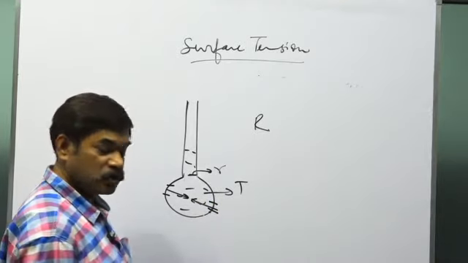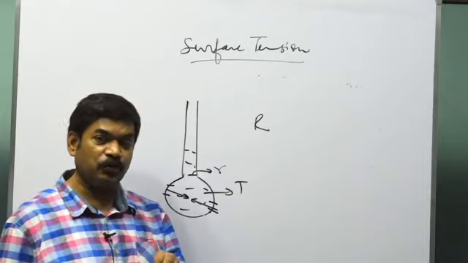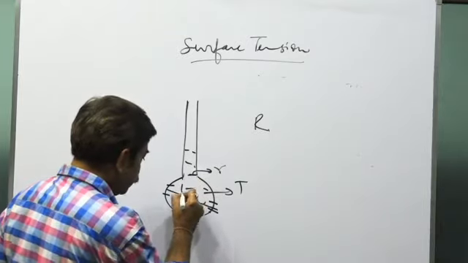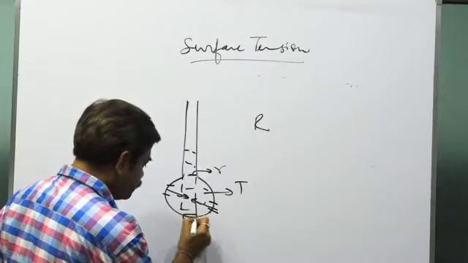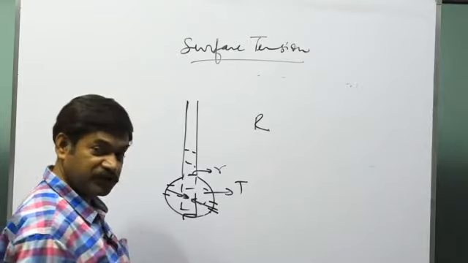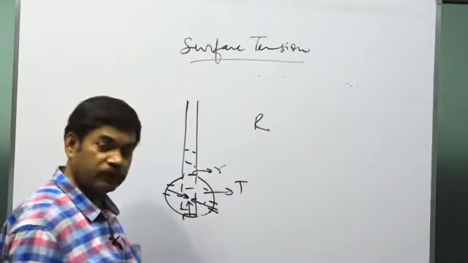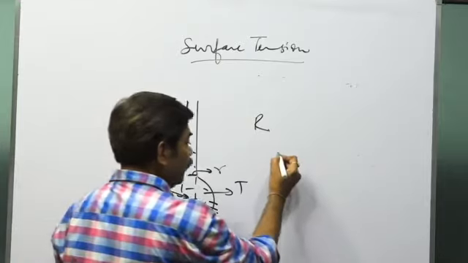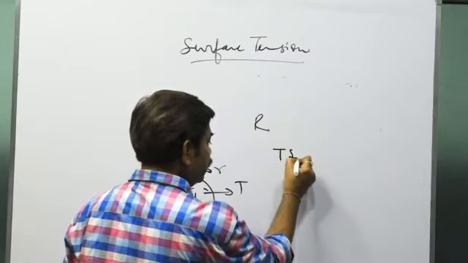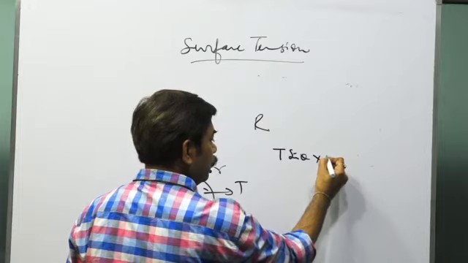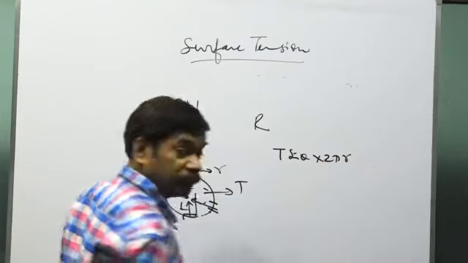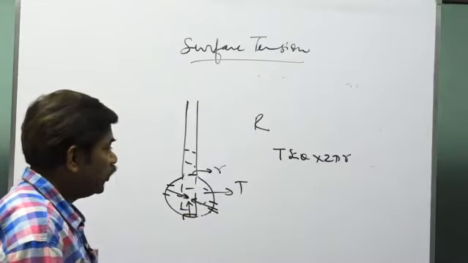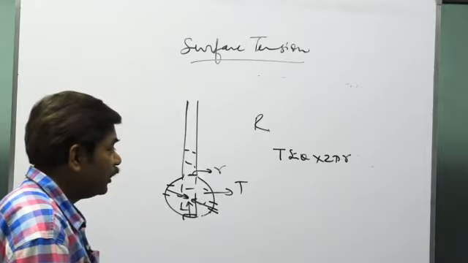They'll cancel. Surface tension is a force that acts from the surface, so there must be a surface for it. From this part of the surface, there will be a force in the upward direction. How much will the force be? We had just calculated it. That force will be T sine theta into 2 pi r, where r is small r. So T sine theta into 2 pi r is the force generated in the upward direction.